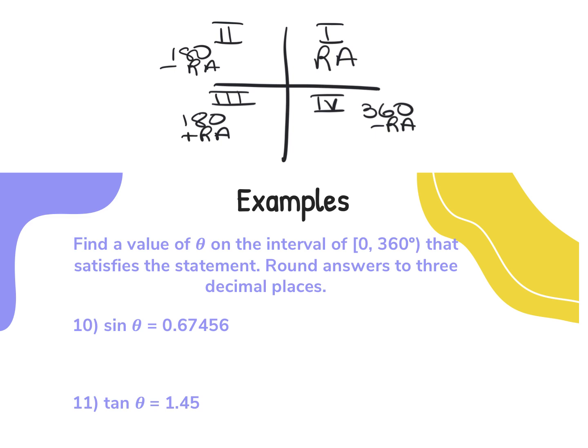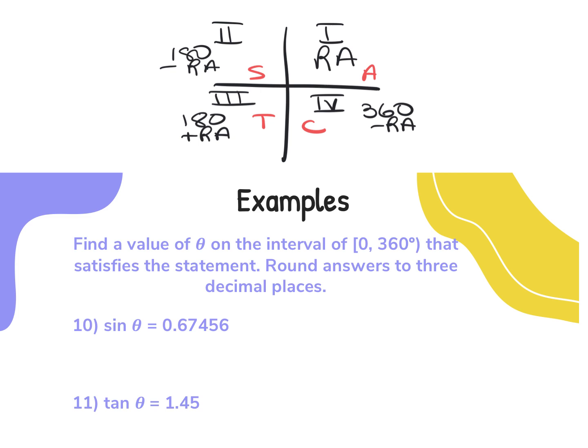We're also going to be using our All Students Take Calculus because we're going to find 2 angle measures for each question. Unless it's got a plus minus, then we'll look for an angle measure from all 4. So let's try the first one.